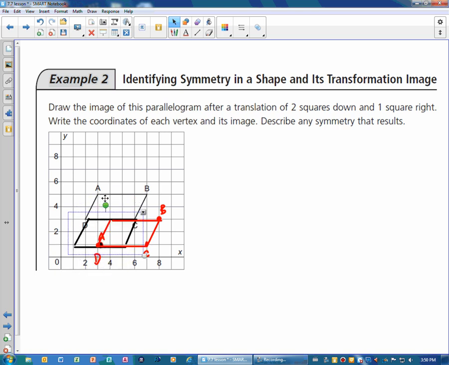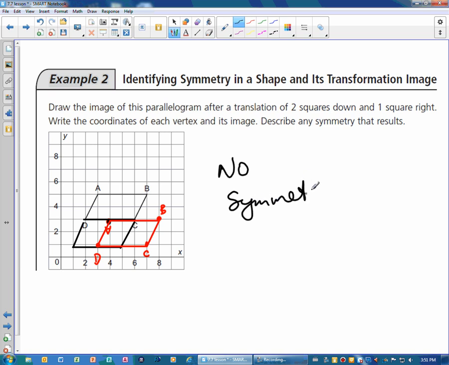So remember, this was the way it was right there. That's my point of symmetry. If I could, but this software won't let me, if I rotate it and the dot stayed where it is, it doesn't have rotational symmetry. So I would say that no, there is no symmetry. No line symmetry and no rotational symmetry.